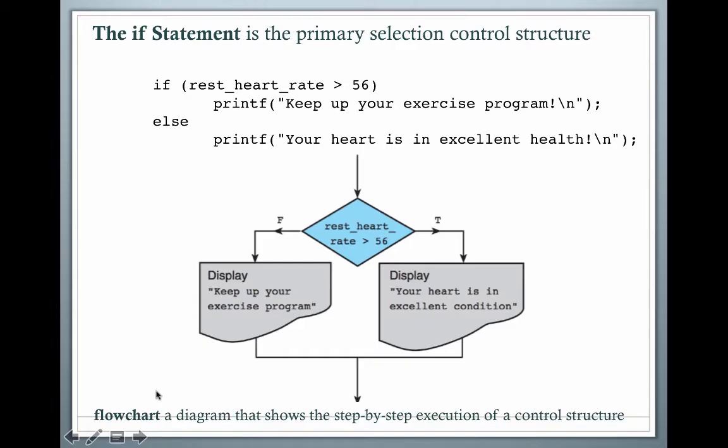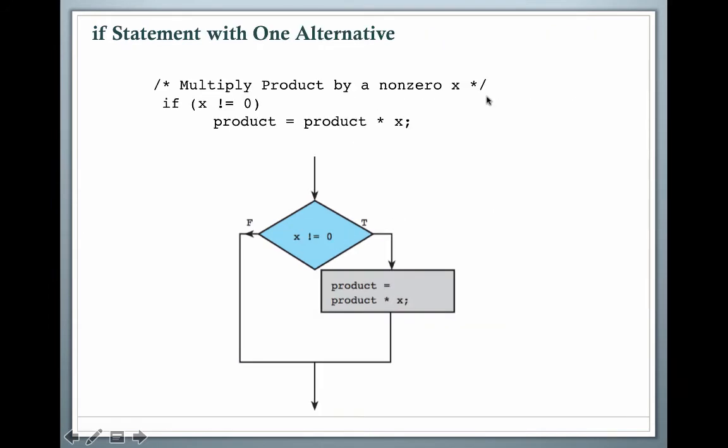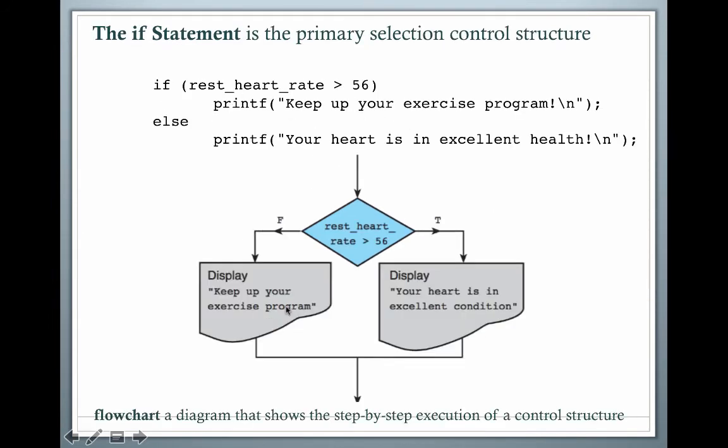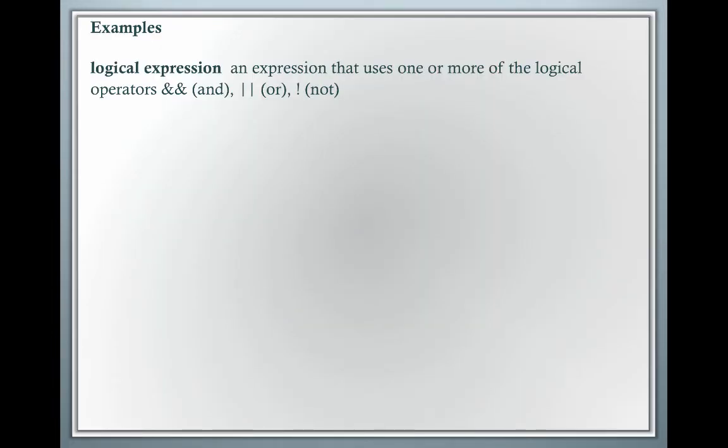All right, so here is how you use an if else. If you take a look at this, this has two selections for the control structure. So this is saying if your resting heart rate is greater than 56, you want to print this message, keep up your exercise program. All right, so the way if else works, and we'll go back here for a minute.